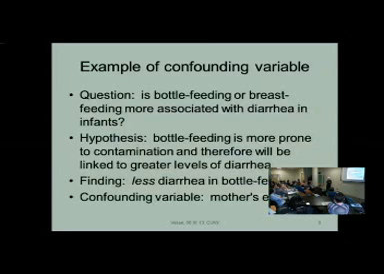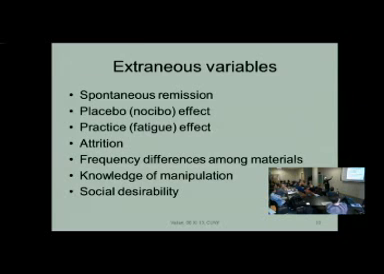Here's an example of a confounding variable. The question is: is bottle feeding or breastfeeding more associated with diarrhea in infants? The hypothesis you would have is that bottle feeding is more likely to lead to diarrhea because it's more prone to contamination. However, there's less diarrhea in bottle-fed babies. Why is that? It turns out there's a confounding variable, namely the level of the mother's education. More highly educated mothers tend to use bottles more, and more highly educated mothers are also mothers who can manage to have very sanitary conditions. So here's a case where you might not have thought of that as a possible confounding variable.